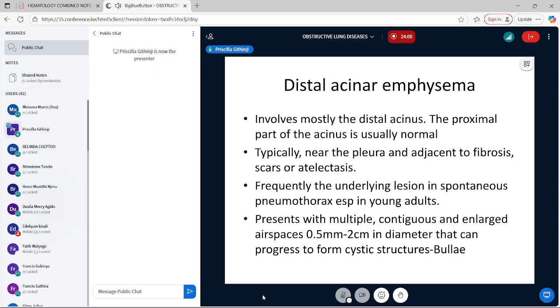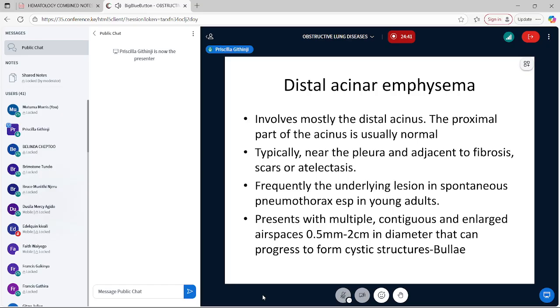Then we have distal acinar emphysema, which involves mostly the distal acini. The proximal part of the acinus is usually normal. It will typically occur near the pleura and adjacent to fibrosis, scars, or atelectasis. So you will see this type of emphysema where there's fibrosis of the lungs, or where there are scars, or where there's lung collapse. Frequently, the underlying lesion is distal acinar emphysema when you have a young adult presenting with spontaneous pneumothorax.